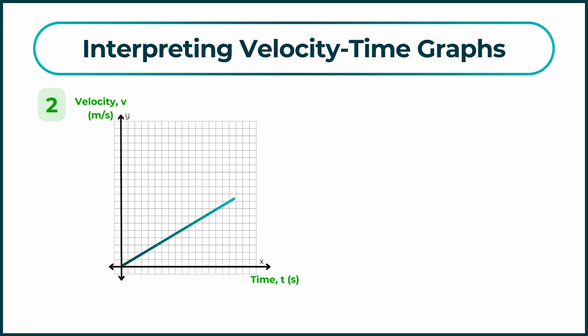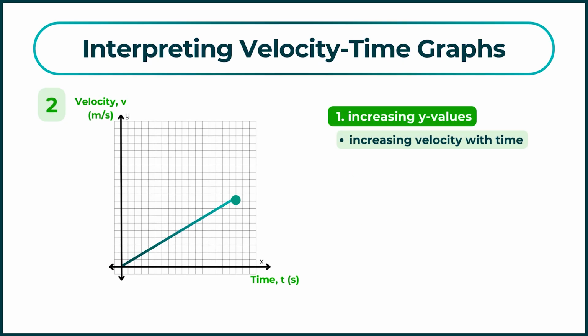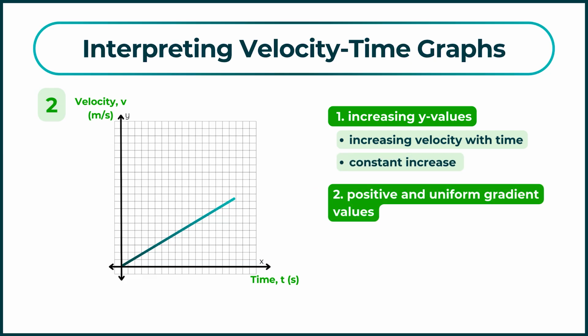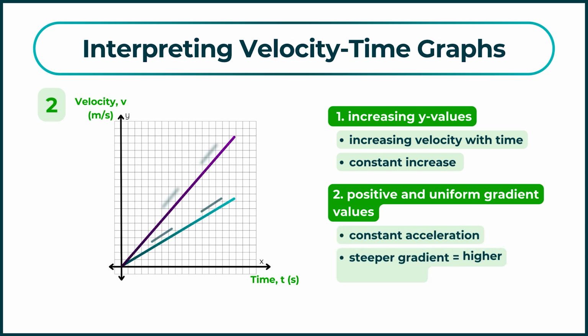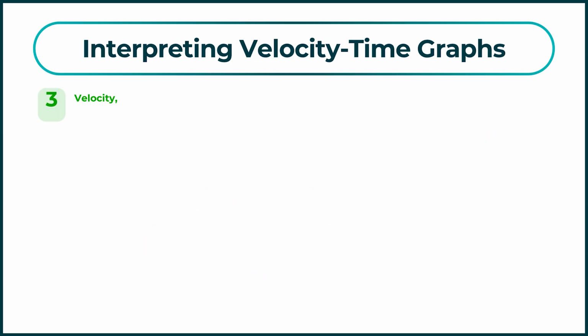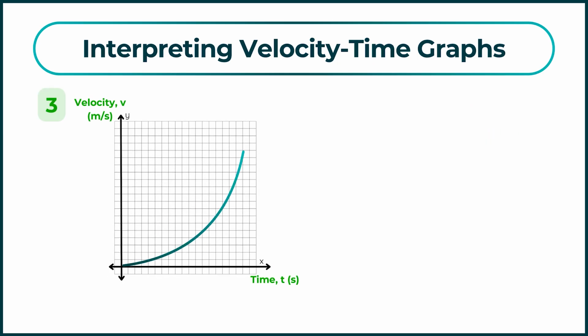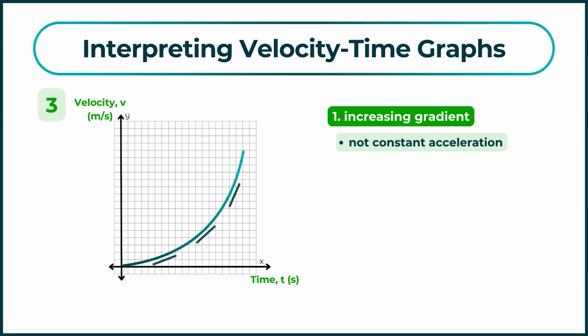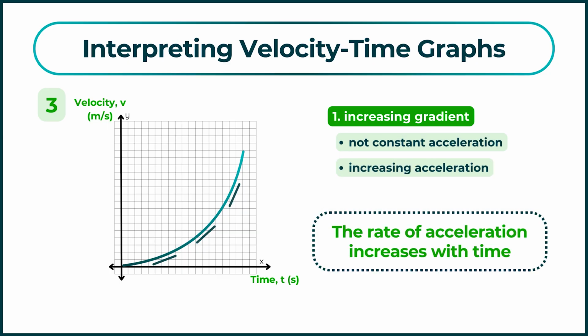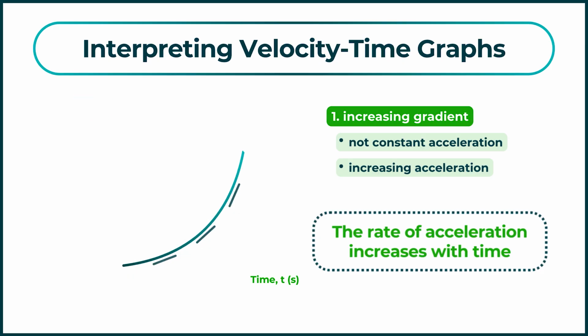The second graph shows velocity increasing at a constant rate, indicating constant acceleration. Its gradient is positive and uniform, confirming constant acceleration. The steeper the gradient, the greater the acceleration. The third graph shows increasing velocity with an increasing gradient over time, demonstrating an increasing acceleration.